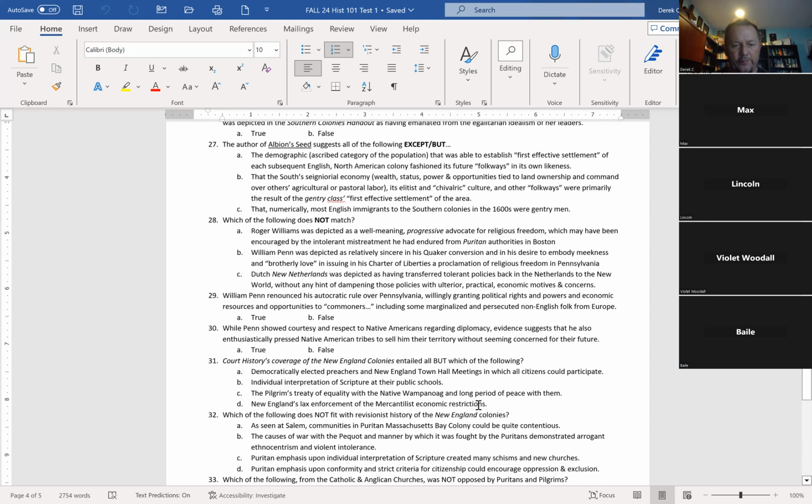And remember, the court history of New England was that they were progressive, they were exceptional, and that it formed the seeds for American exceptionalism. So: democratically elected preachers, town hall meetings in which all citizens could participate. Yep. Individual interpretation of scripture at their public schools. Not that one. The Pilgrims' Treaty of Equality with the Wampanoag Confederacy. Yep. New England's lax enforcement of the mercantilist restrictions. Yes. Sir, if you're looking at number 29, I don't think it's on screen right now.